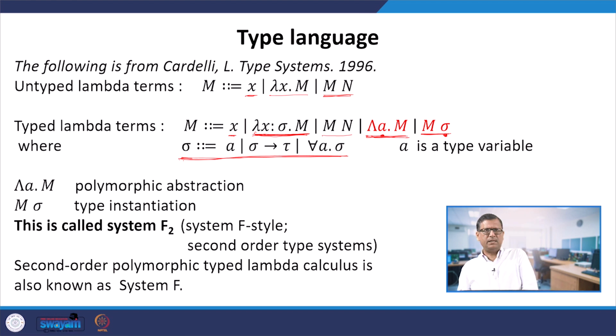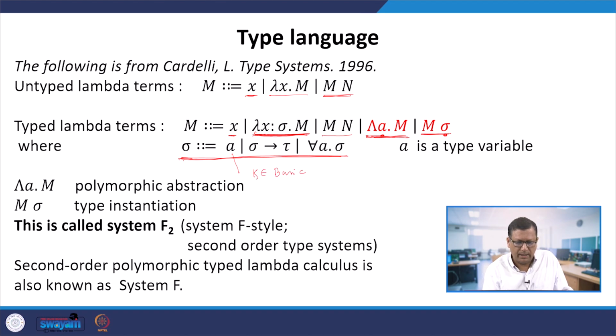This is called system F2 in this type systems paper. It is written F2 because they discussed a first order type system. That is why they named it F2, because in the first order type system, instead of this A, they had basic. They associated a basic, K belongs to basic, and this was not there. Then that is why they made it a second order type system.